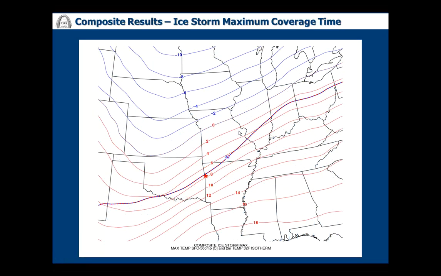We'll analyze that further. This is actually looking at the maximal temperature between the surface and 500 millibars, and you're getting into temps that are well above what past research has shown, around 3 degrees C or greater, to completely melt the ice crystals falling into that layer. And your 3-degree isotherm or max temp would be right around here, which places most of this area of interest well within the values that are needed to melt the ice crystals falling into that layer, getting around 6 degrees C. And this is an average around the max coverage time.